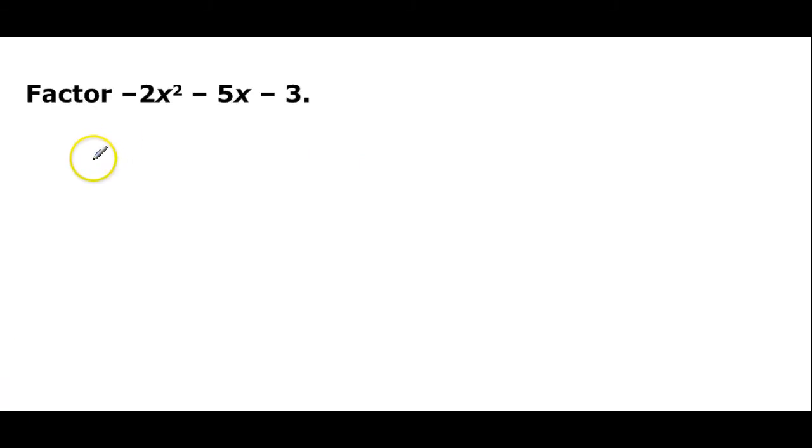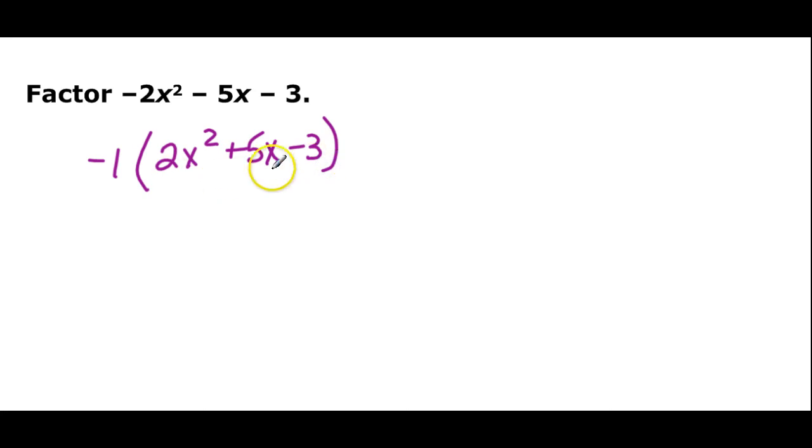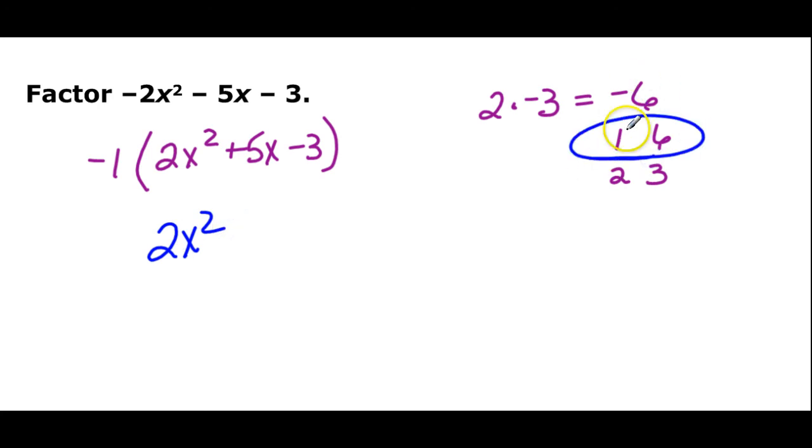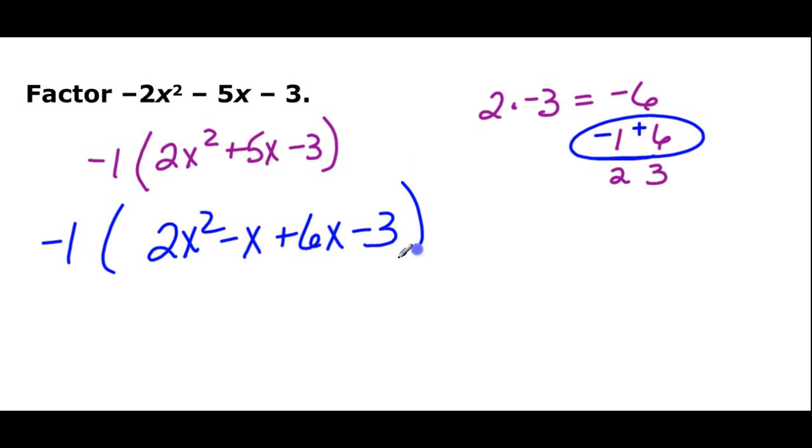The only difference here is I'm going to factor out a -1 and change this to be 2x squared plus 5x minus 3. And then I'm going to go ahead and factor this using the method we just talked about, but then the -1 will be out front. So I'm going to write this as 2x squared. The ones that subtract are going to be these two, positive, positive, negative. So minus x plus 6x minus 3. Again, the -1 simply stays out front.